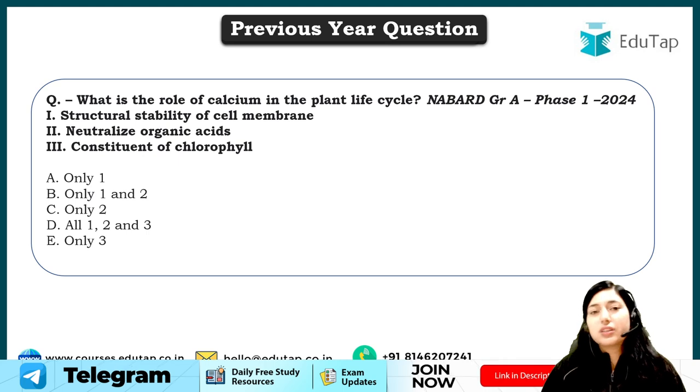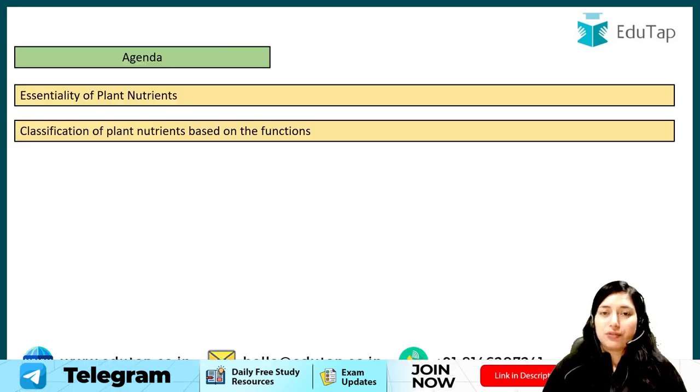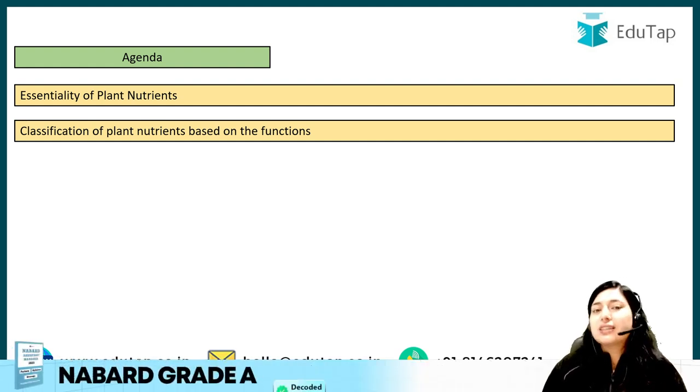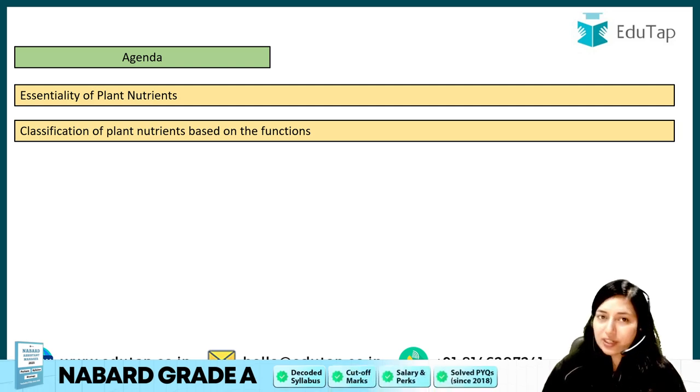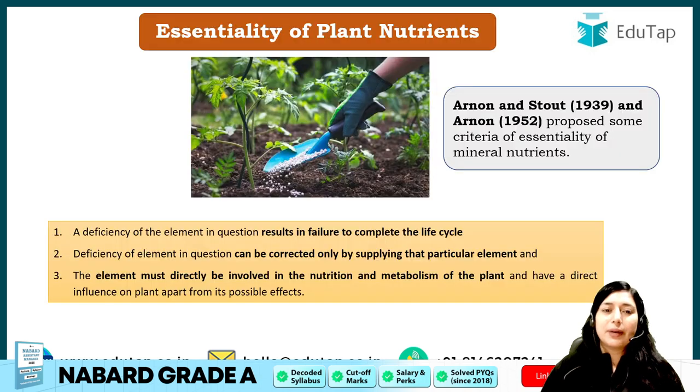Now students, in order to answer all these questions, we have to understand a few things. We have to understand first what the different plant nutrients are, their classification, and their role in plants, right? So all these things we will be understanding in this particular lecture. So first let's start by understanding the essentiality of plant nutrients.